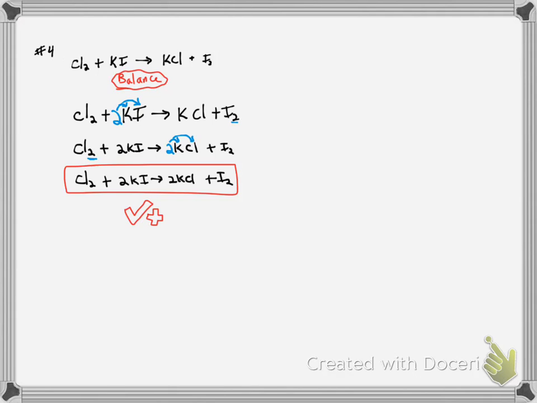The only difference between nonmetals and the metal activity series is that for nonmetals we use electronegativity. So keep that in mind, otherwise the process is the same.